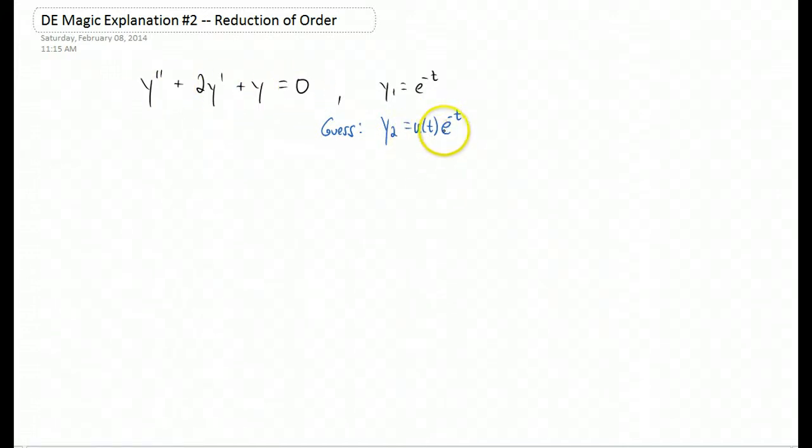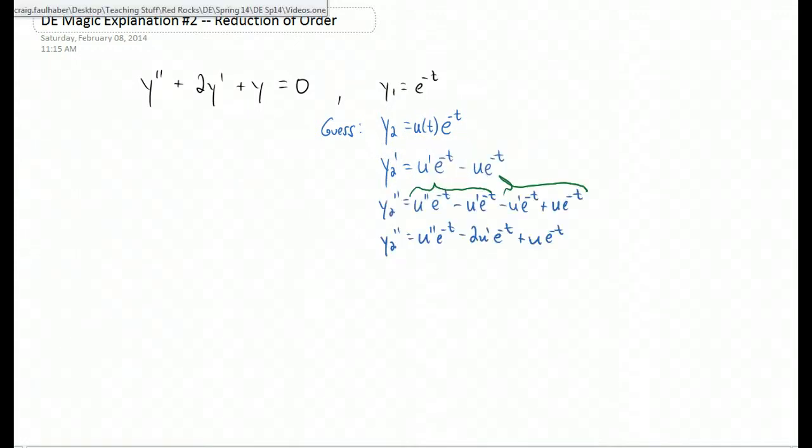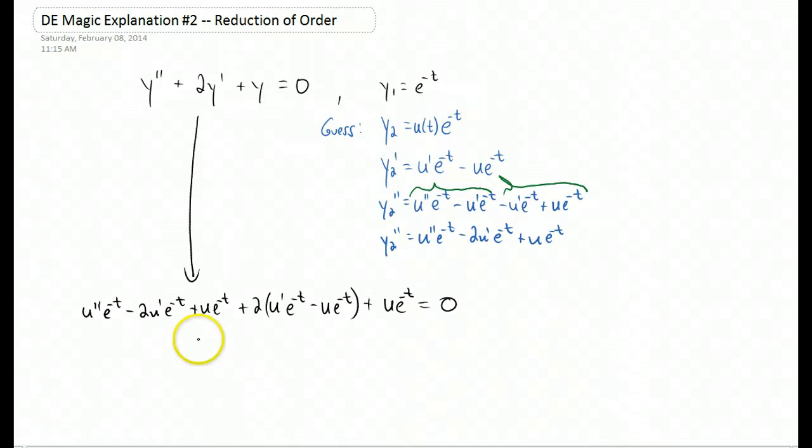So since u is a function of t, and obviously this is a function of t as well, we're going to have to use the product rule a couple of times. I'm going to drop the of t because that notation is going to get a little bit annoying. Again, we're going to start plugging our guess into the differential equation. And something cool is going to happen every time you do this. You'll notice the u terms actually are going to cancel each other out.